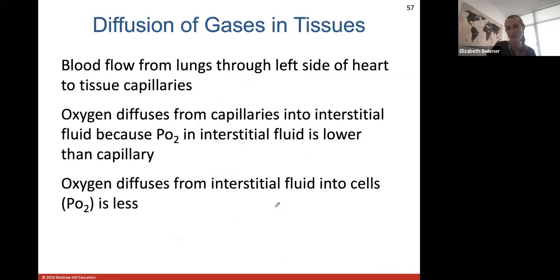Diffusion of gases in tissues. This just describes the flow of oxygen and carbon dioxide throughout the body, going from lungs to tissue. Blood flow will always go from the lungs through the left side of the heart to tissue capillaries, carrying oxygen. Oxygen will diffuse from the capillaries into interstitial fluid because the pressure of oxygen is always lower there, so oxygen will always diffuse into your tissues. Oxygen diffusion from interstitial fluid into the cells continues because the pressure of oxygen is lower in those cells.